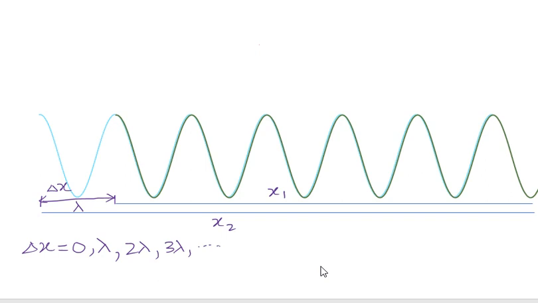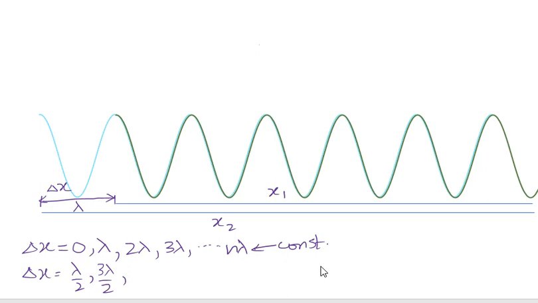So it is a whole number multiple of lambda, or I can say n lambda. This will give me constructive interference. If the path length is lambda by 2, then I will have destructive interference. What about the next one? It will be 1.5 lambda, or 3 lambda by 2.